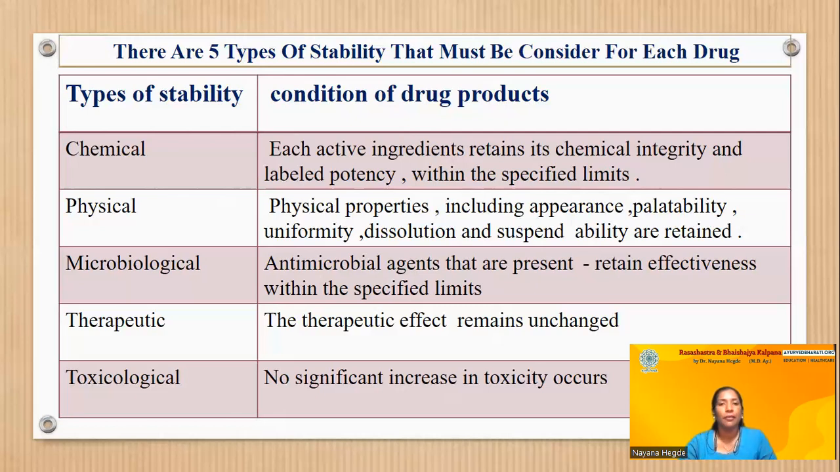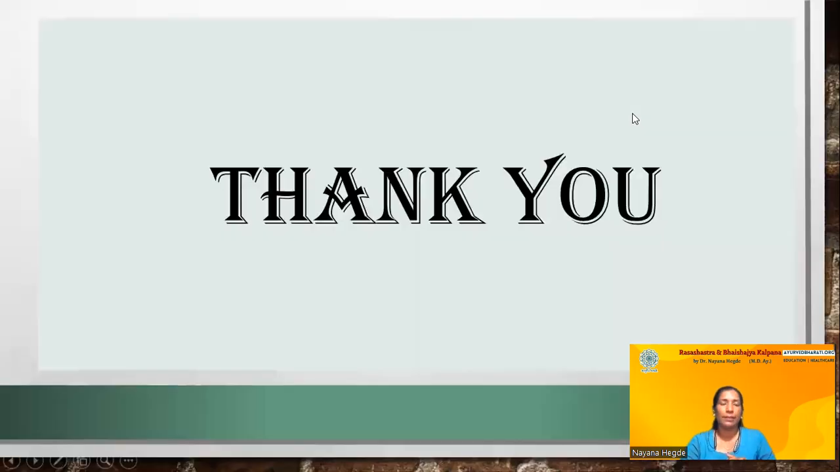So, by this, we finish the fourth point of the syllabus, that is guidelines and methods for the collection, storage, preservation of the aushadhi dravya. Next is concept of saviryata avadhi, shelf life, concept of stability in ancient and contemporary science. Thank you.